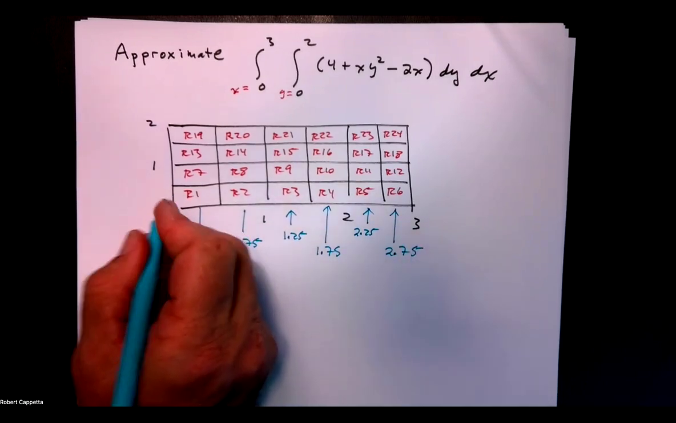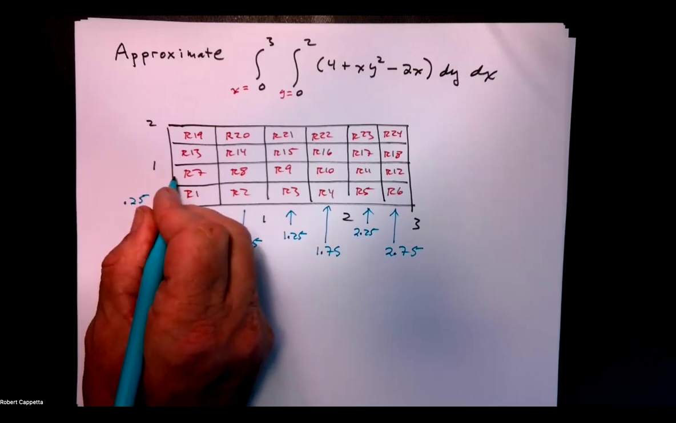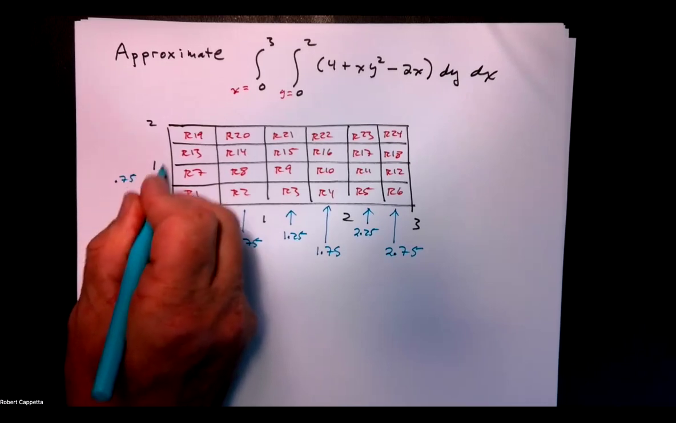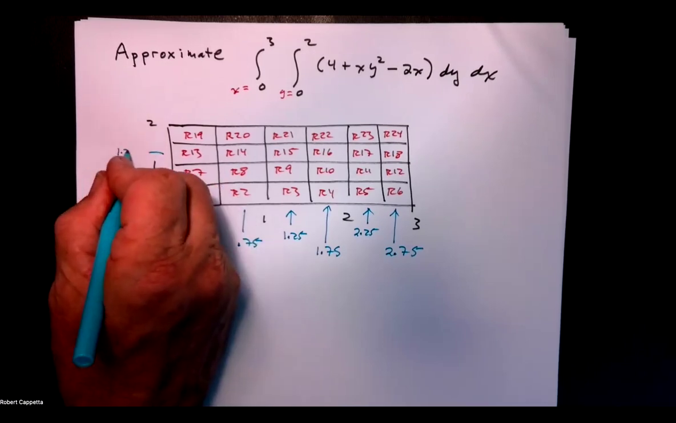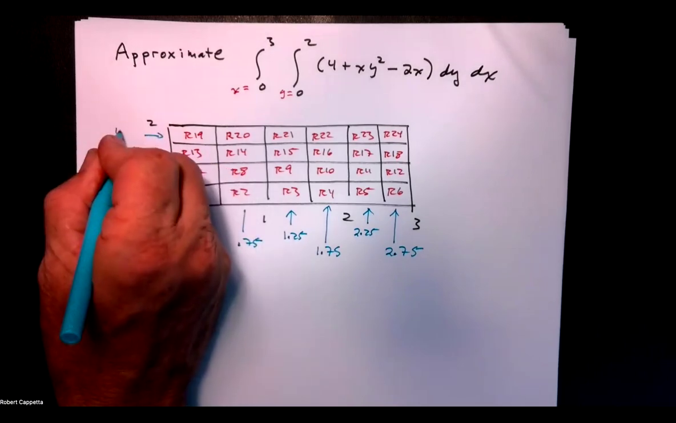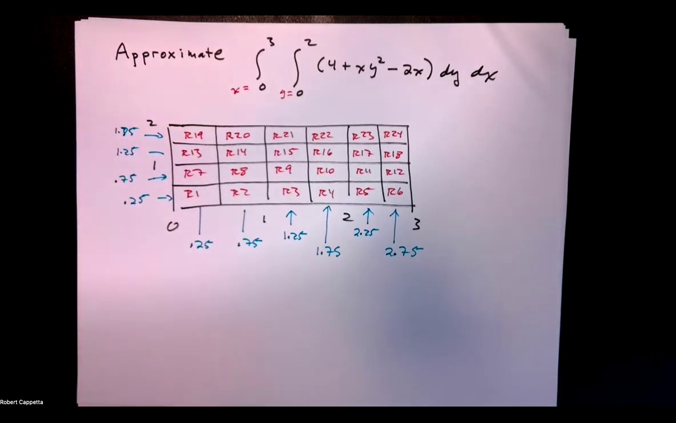Over here, halfway between 0 and a half is a quarter. Halfway between a half and 1 is 3/4. Between 1 and 1.5, 1 1/4. Between 1.5 and 2, 1 3/4. So we've got all of these midpoints. Let's label those 24 rectangles and use our spreadsheet to approximate this double integral.